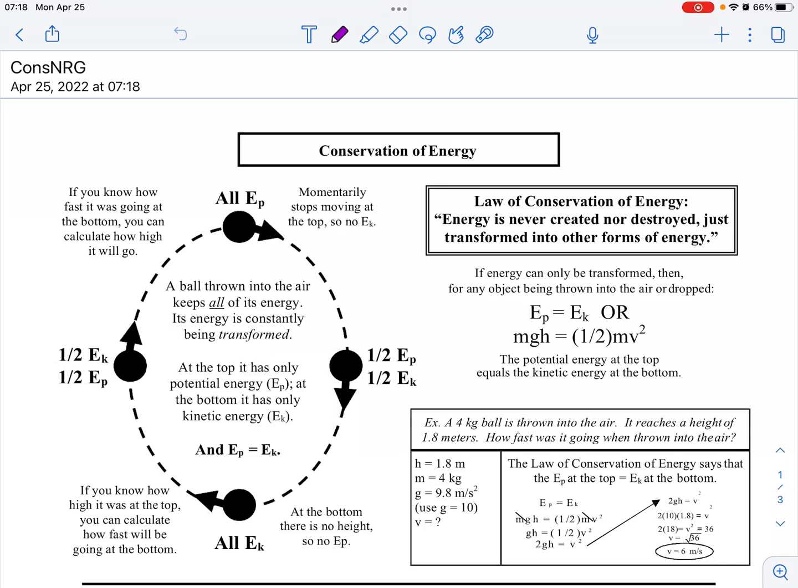This is instructional worksheet 9.2, and it is conservation of energy. I'm going to do this in several short videos. First, we're going to look at the top half of your sheet. Please join me.